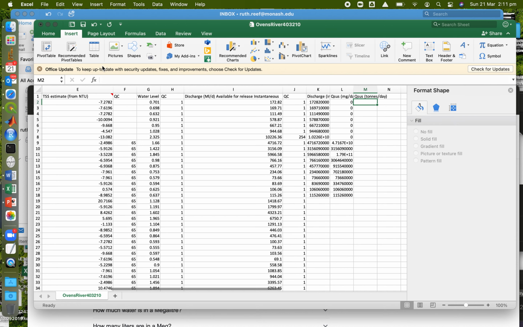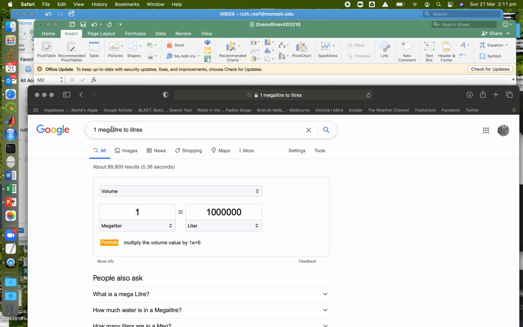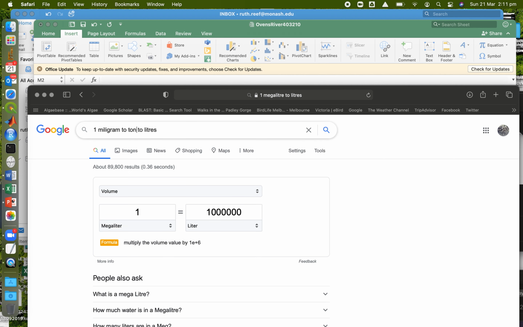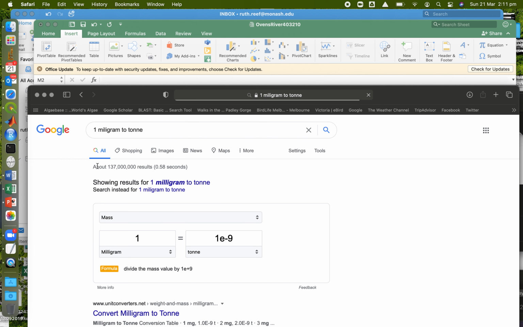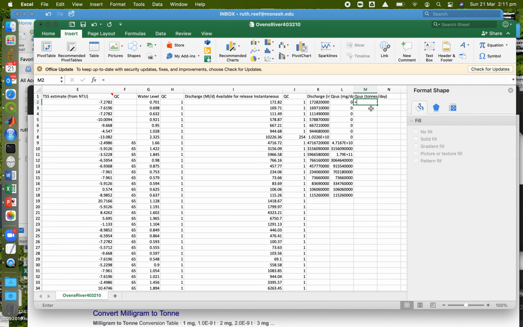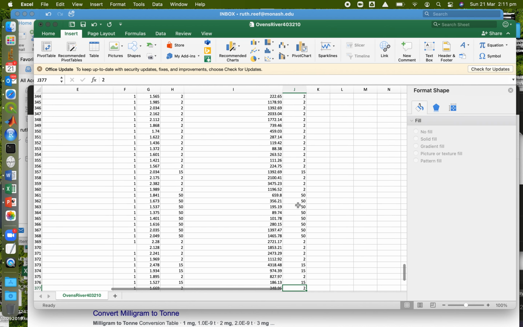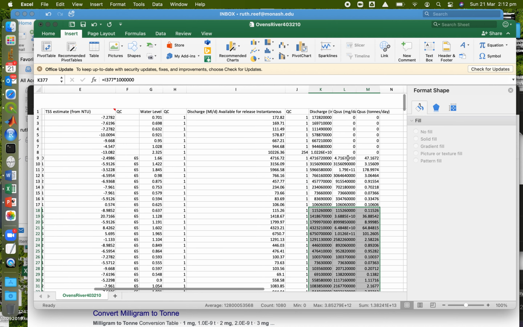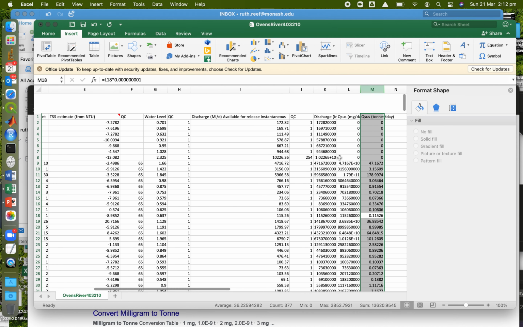Again, I don't trust myself. I'm going to go 1 milligram to ton. And even if I misspell, Google can deal with this. So equals whatever this value is times the conversion. So this is how many tons per day. I'm going to drag it all the way down so I have all the data. Okay, so this is the value I'm really interested in.